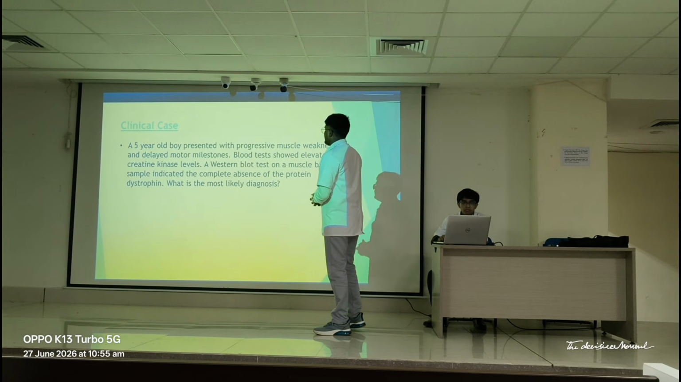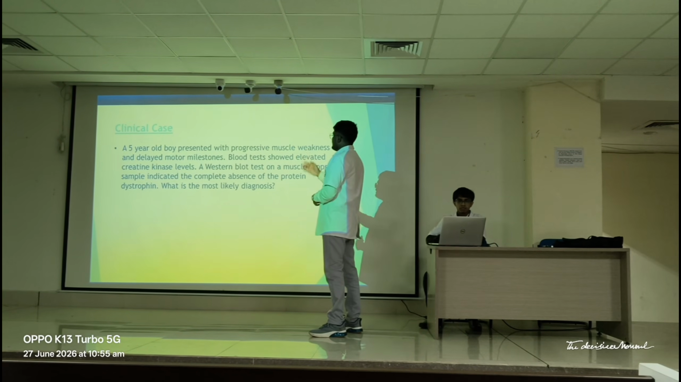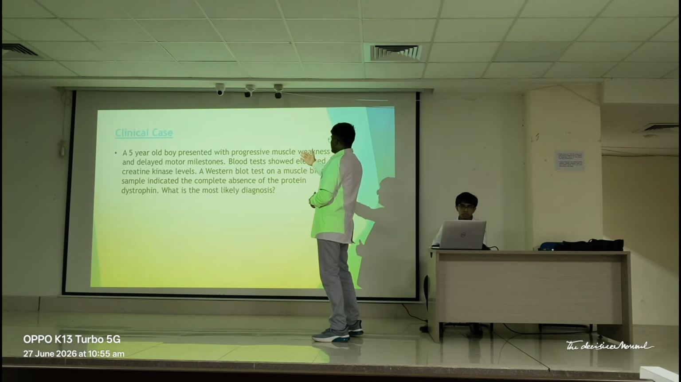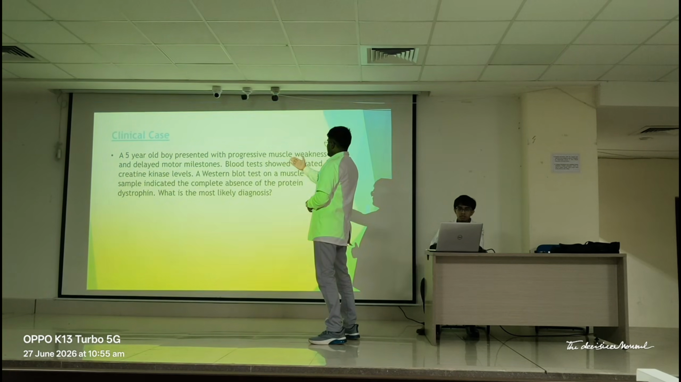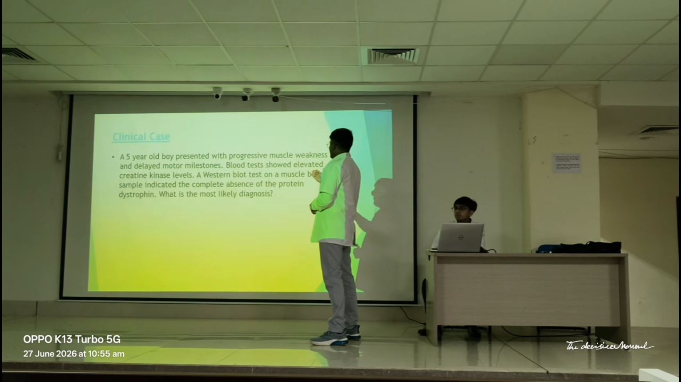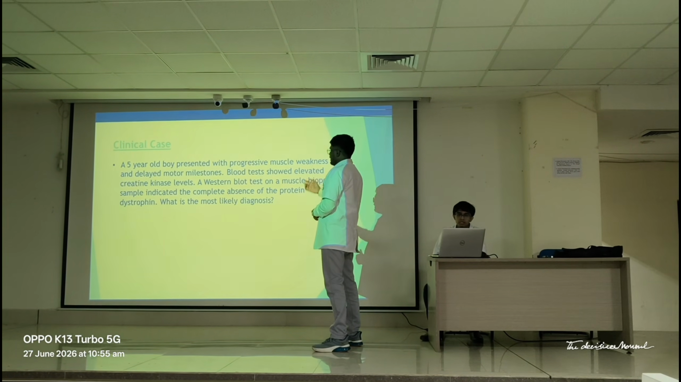So in this case, before us a 5-year-old boy is presented with progressive muscle weakness and delayed motor milestones. Clinically, a blood test shows creatine kinase levels rising. A classical Western blot test is done on a muscle biopsy sample, and it indicates complete absence of the protein dystrophin. What is the most likely diagnosis?